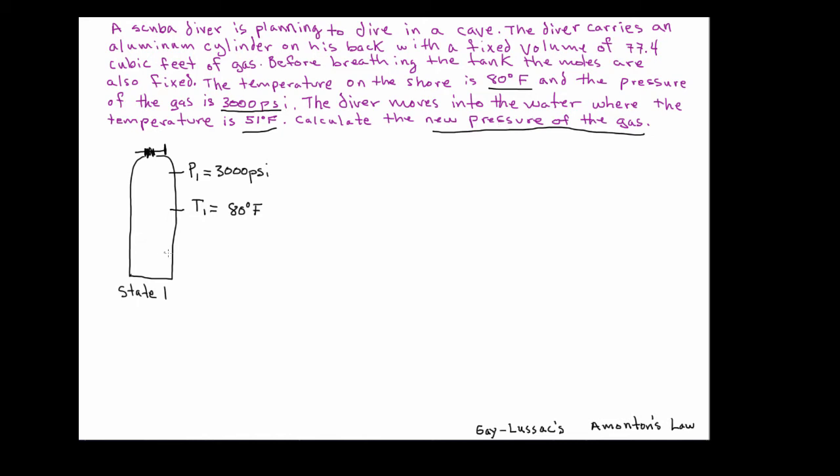Now I just want to remind the viewer that the moles here are fixed because we're not in a situation where the diver will have actually breathed off the tank yet.